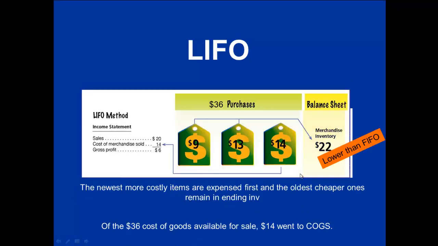Okay, under LIFO here, stands for last in, first out. So in this example, we assume that the last item that we purchased, this $14 item, is actually going to be the one that we sold. So remember, we only sold one unit. We're saying, hey, the last one that came in is going to be the first one that's going to go out. So we take this $20 of sales, and we reduce it by the $14 cost of this item sold. That gives us a gross profit of $6. That leaves us only $22 left in merchandise inventory.